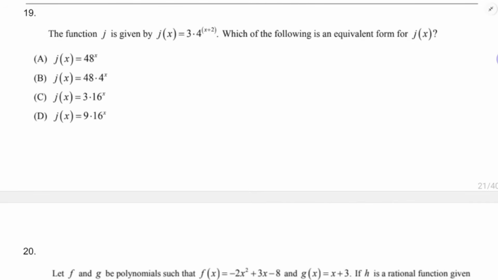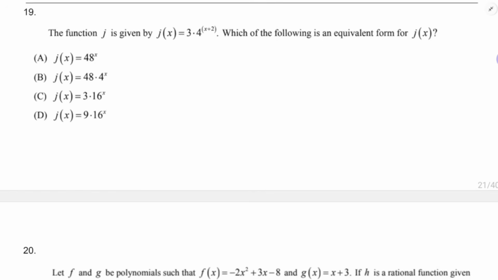Now, we've got an exponential function, and the question is which is an equivalent form for j of x. What we're going to need to do is use an exponent property on that 4 to the x plus 2, because there's nothing you can really do to combine the 3 and the 4. So I'm going to say j of x equals 3 times 4 to the x plus 2.